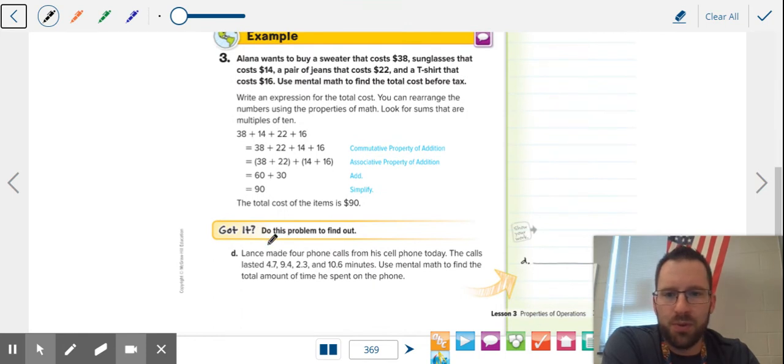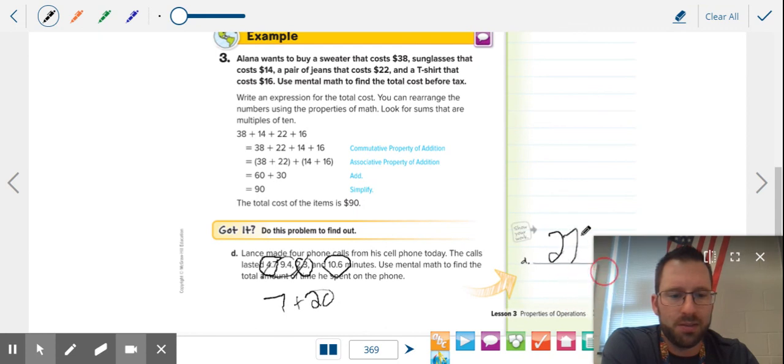All right. Lance made 4 phone calls from his phone today. The calls were 4.7, 9.4, 2.3, and 10.6 minutes. Use mental math to find the total amount of time he spent on the phone. So what we can do here is use some mental math to put things together that are easy to add. 0.7 and 0.3 go well together. 4 plus 2 is 6. 0.3 and 0.7 make 1. So that's 7. Boom, boom. 9.4 and 10.6 go well together. 19 and another 1 make 20. So together they make 27 minutes. So we use the properties there to help us do some mental math.